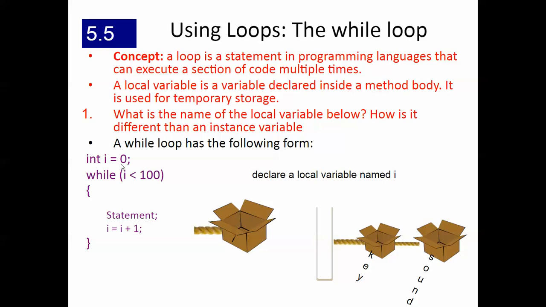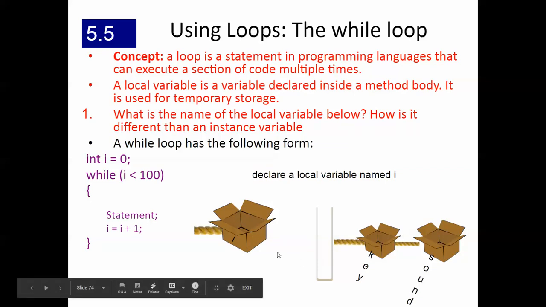All right, so what is the name of the local variable below? i. How is it different than an instance variable? Well, there are a few different things. Number one, it is declared inside a method body instead of at the top. Number two, it belongs to this statement, whereas key and sound, which are instance variables, actually belong to the object. So this belongs to the statement.